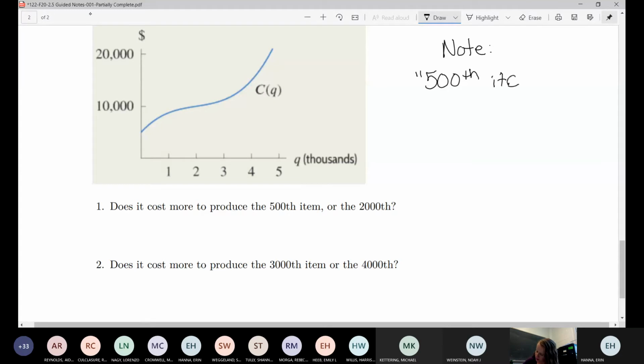Oh my goodness. Versus saying 500 items. Oh, what is happening?